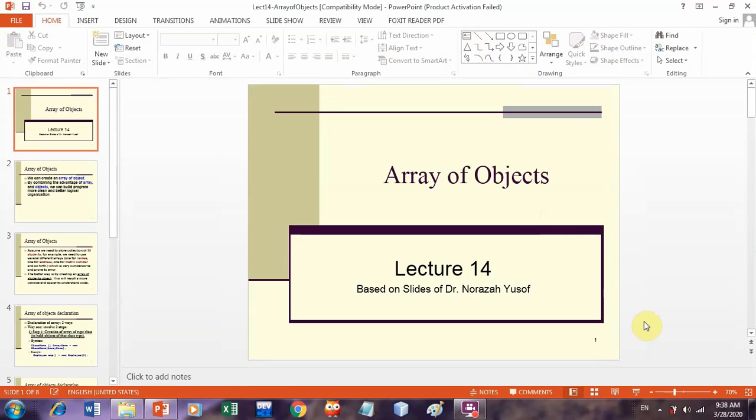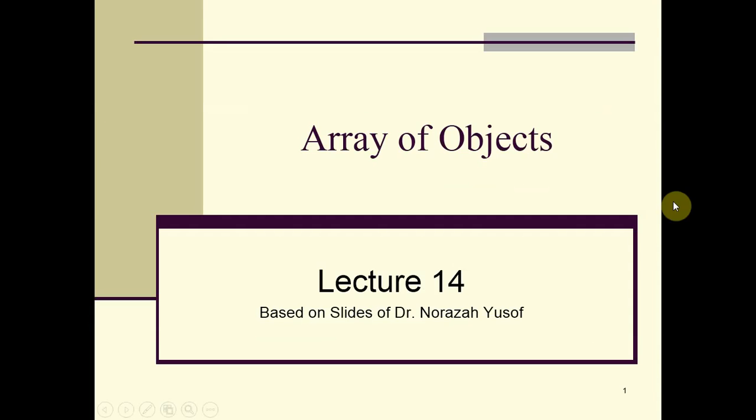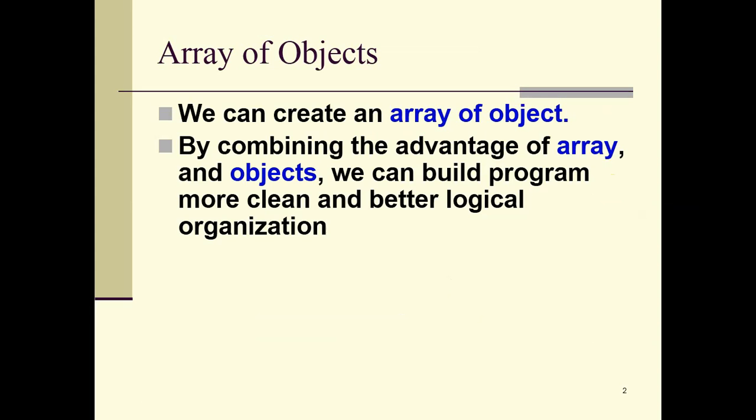Okay, let's start. This is about array of objects. As we know, an array is a collection of similar objects in one compartment. So let's start with the first one. Here we are going to see how we can create an array of objects, and then look at the advantages of arrays of objects in our program.